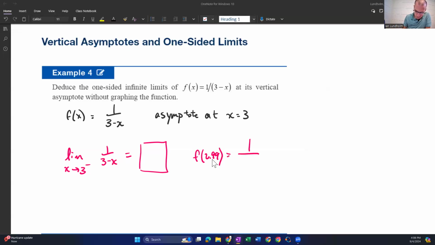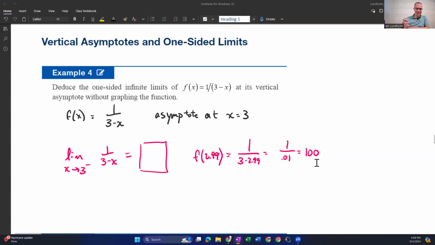That would be 1 over 3 minus 2.99. That would give us 1 over 0.01, which is actually equal to 100. And so, if we continued to add more nines at the end of this decimal, this would continue to get squished out and we would get bigger and bigger numbers.